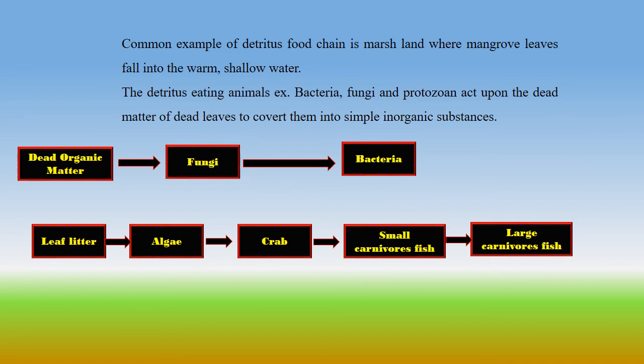The term detritus refers to all organic matter involved in the decomposition of dead organisms. This food chain does not depend on solar energy. A common example of the detritus food chain is marshland, where mangrove leaves fall into the warm shallow water. The detritus eating organisms, for example bacteria, fungi and protozoa, act upon the dead matter of the leaves to convert it into simpler organic substances, as depicted here.